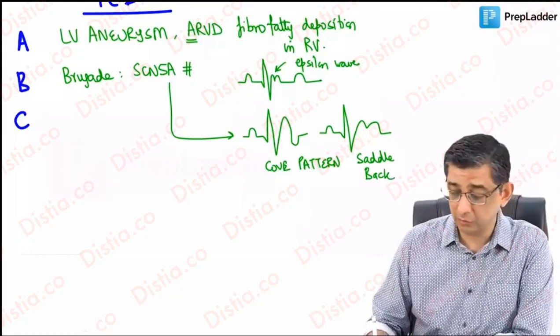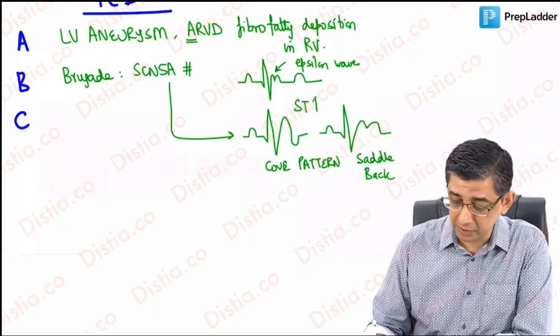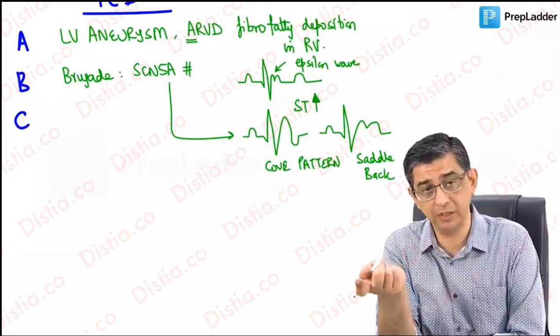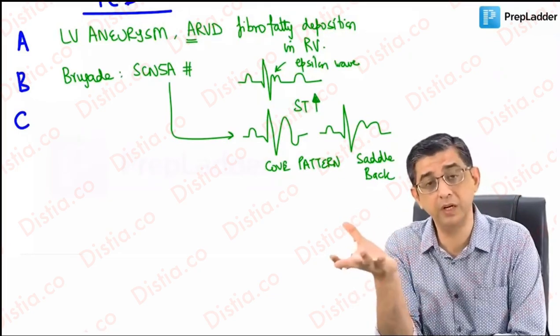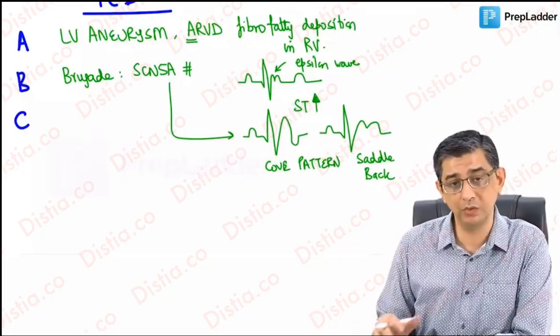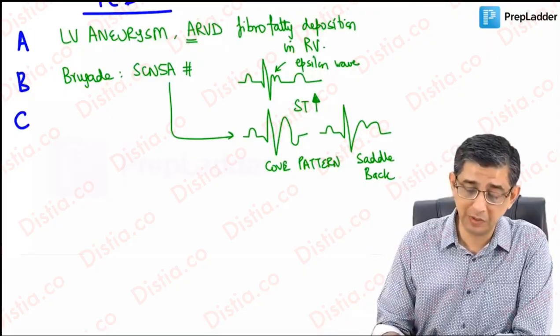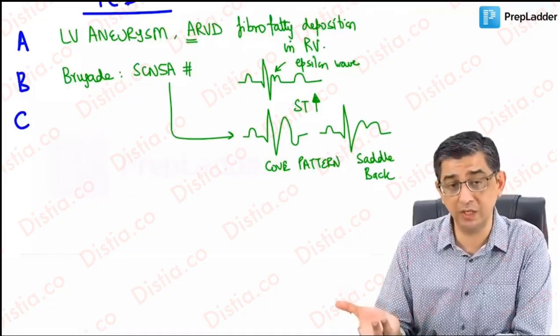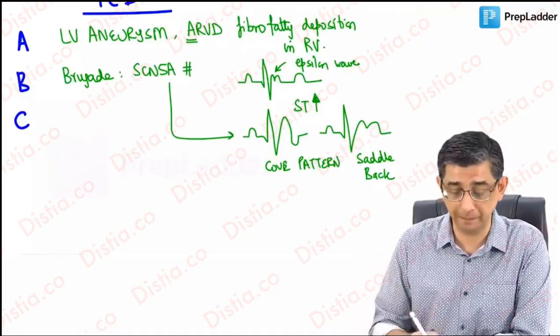So I want you to remember this for the variants of ST elevation, because the type of ST elevation in MI and pericarditis has already been discussed. In MI, it is convex upwards. In pericarditis, it is concave upwards. But the Cove pattern and saddleback are to be remembered for Brugada. So these are the subtypes of ST elevation, and these patients can definitely have these ECG findings in leads V1 and V2, and can have sudden arrhythmias in the form of VT or TdP.